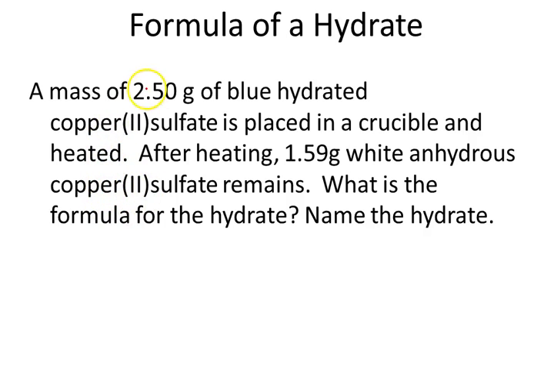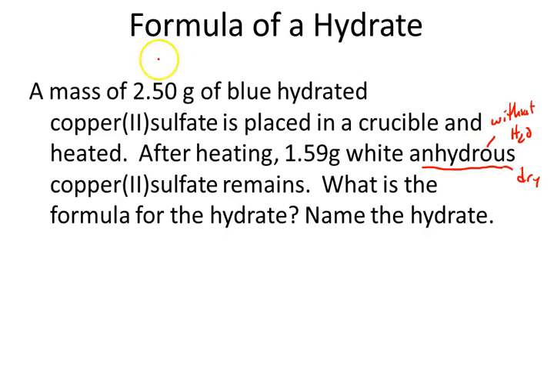Now let's look at the determination of the formula for a hydrate. We've got a mass of copper 2 sulfate, which is blue and hydrated. It's placed in a crucible and heated. After heating, we have 1.59 grams of anhydrous copper 2 sulfate remaining. What's the formula for the hydrate, and name the hydrate? Okay, first of all, the term anhydrous. Anhydrous means without water, or dry. Very similar to the term dehydrated.